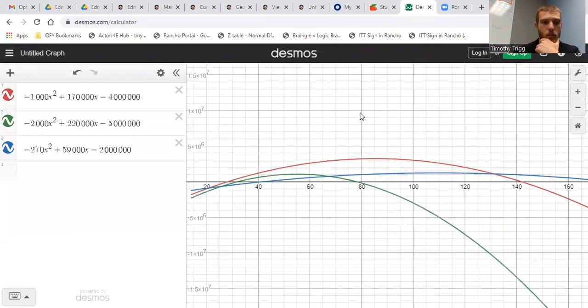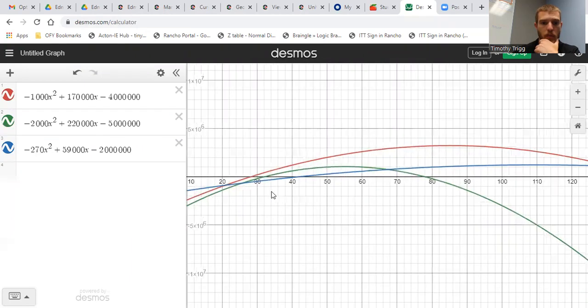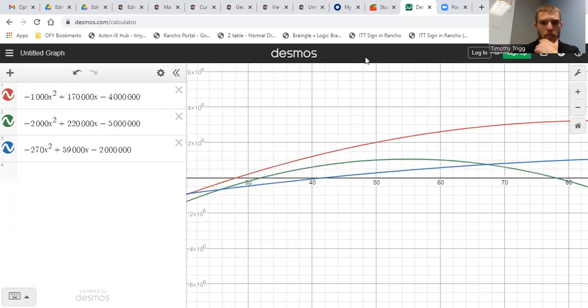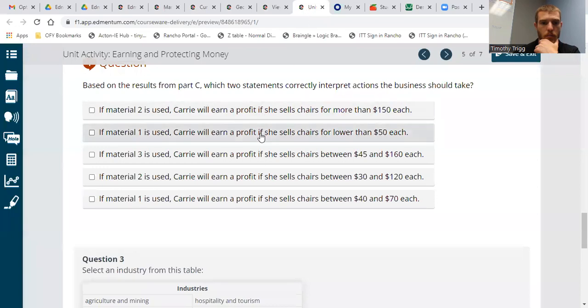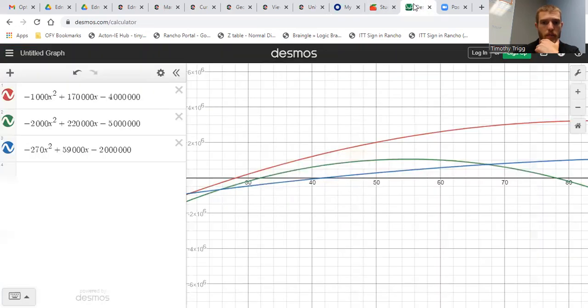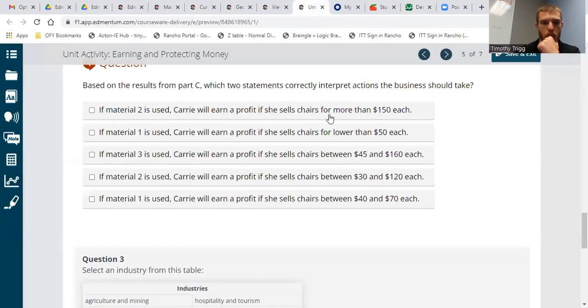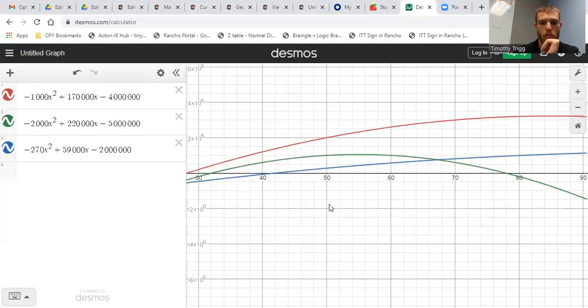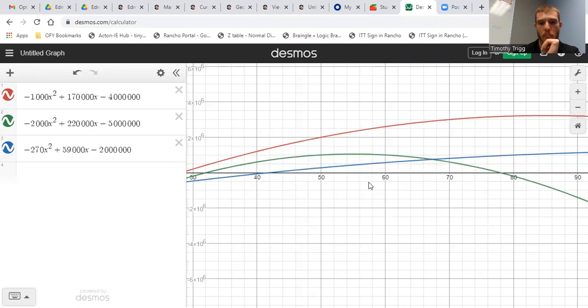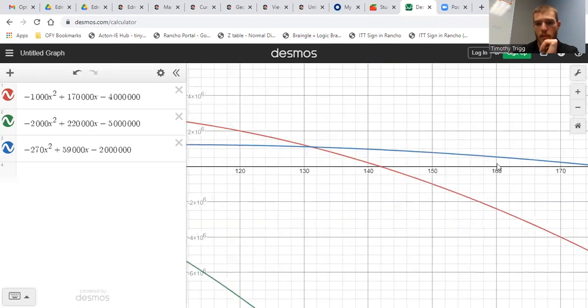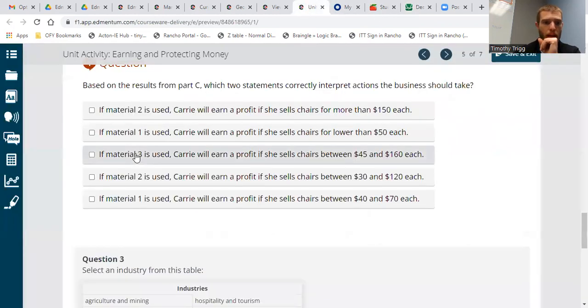Material 1 is used, Carrie will earn a profit if she sells for lower than 50. So we're looking at material 1, that's the green one. Below 50, will she earn a profit? She sells her chairs for lower than 50. I mean, there's some prices below 50, looks like. But I don't think that's what they're looking for. Material 3 is used. Carrie will earn a profit if she sells chairs between 45 and 160. So that's the blue graph between 45, which is definitely in profit, and between 160, that's definitely within the profit too. So I'm going to say that one is correct.